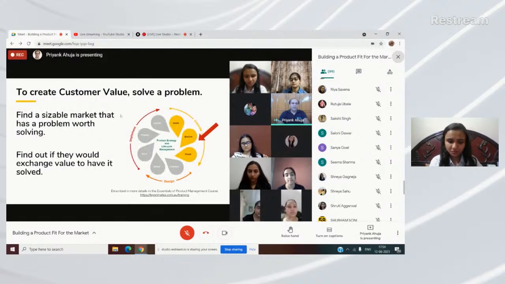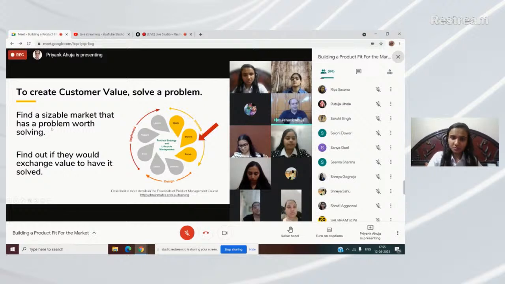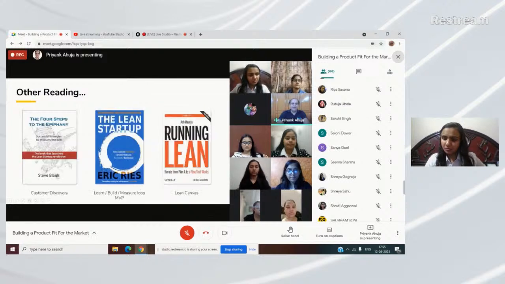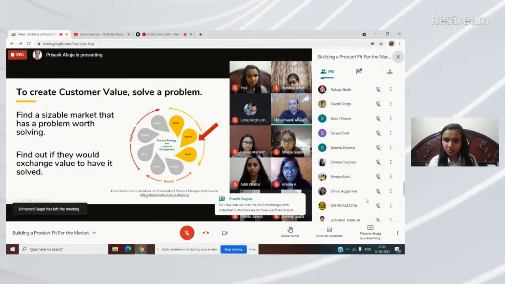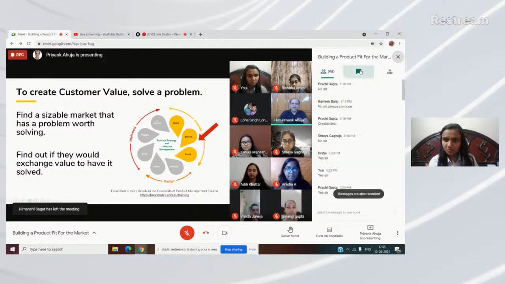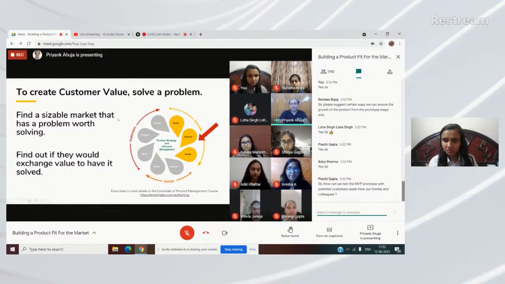Okay, so how can you control the market? First of all, you need to identify a sizable market that has a problem which is worth solving. After you identify a sizable market, then you have to design the product, and then you have to implement the product. I will discuss in the next couple of slides how you can identify the target market size.